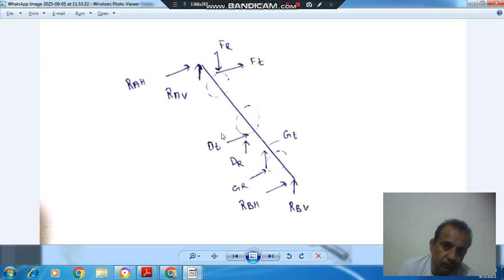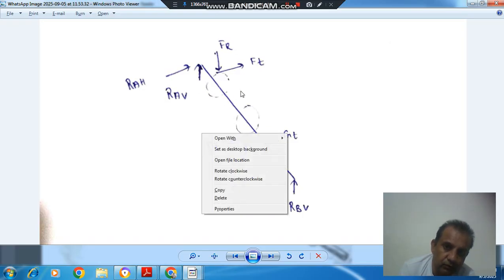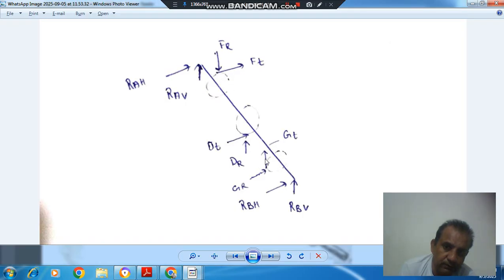Similarly, F and G are output. If the input is causing a counterclockwise rotation, the output should cause a clockwise rotation opposite to it. As gear G has side gears connected to it, GT will be like this, and FT will be like this. So they will cause clockwise rotation, and this will cause counterclockwise.